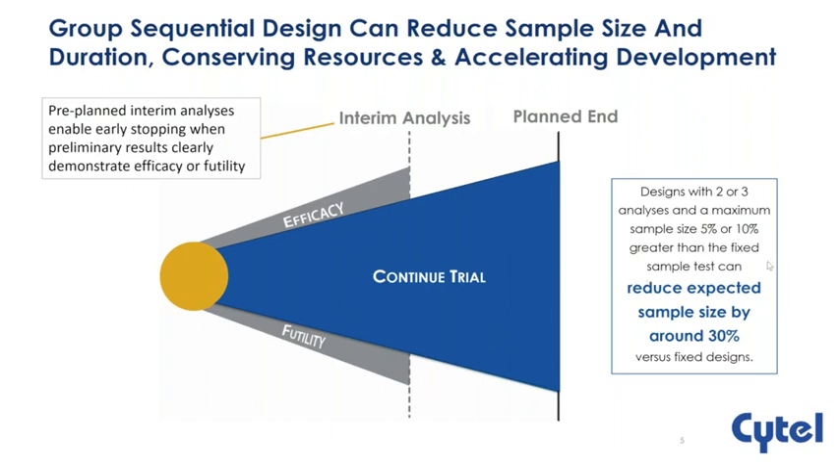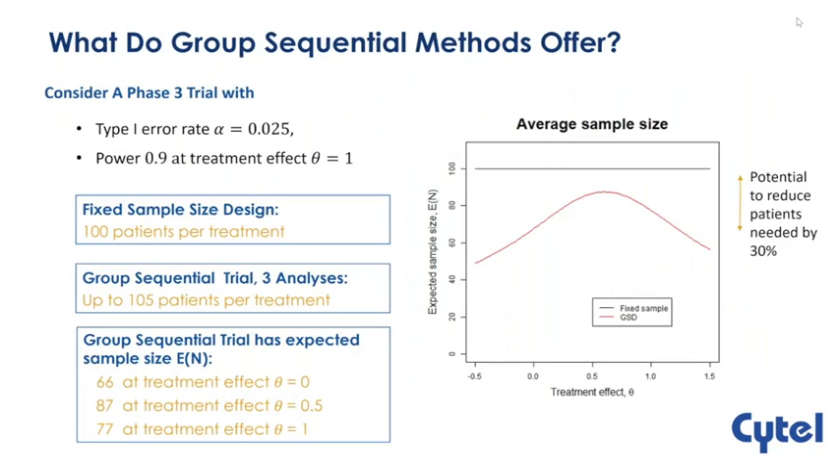What we're going to see is that group sequential designs with just two or three analyses, and a small increase in maximum sample size over the fixed sample test, can reduce the average sample size by around 30%. That's a major saving in resource and in time. So here's the summary of the sort of things that a group sequential design can offer.